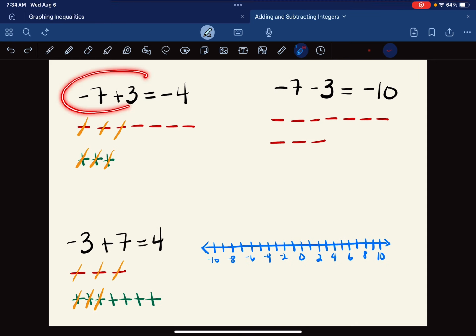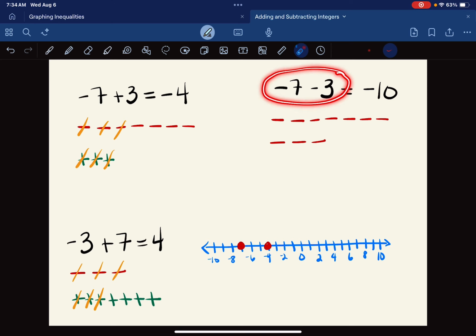Let's do this one right here, negative 7 plus 3. If we start at negative 7 and we add 3, again, we're moving to the right. 1, 2, 3. And our answer would be negative 4 right there. The same is true for a problem like this. If I start at negative 7 and I subtract 3, 1, 2, 3, we end up with negative 10.